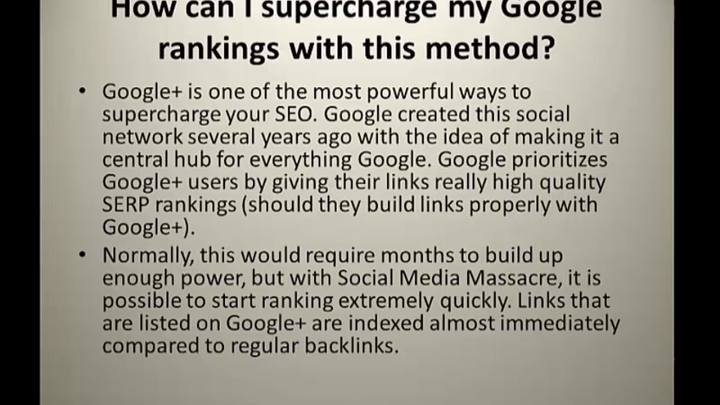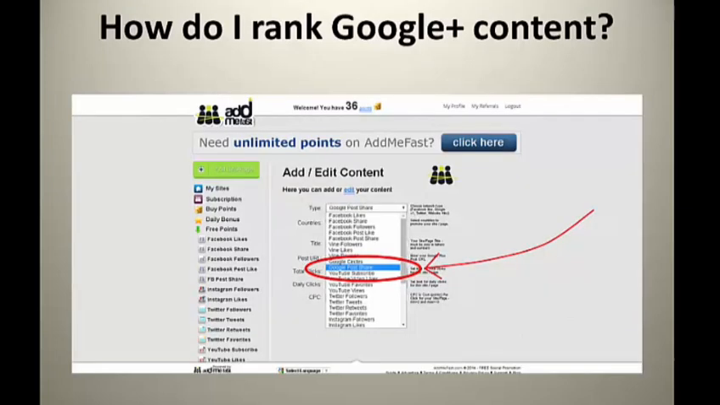So, normally this would require months to build up enough power, but with Social Media Massacre, it is possible to start ranking extremely quickly. Links that are listed on Google Plus are indexed almost immediately compared to regular backlinks. Some sites will even take days to weeks to get indexed. With Google Plus, you can definitely change that. So, how do you rank Google Plus content in AdMeFast? Well, there are 2 options that you're really going to want to focus on in AdMeFast.